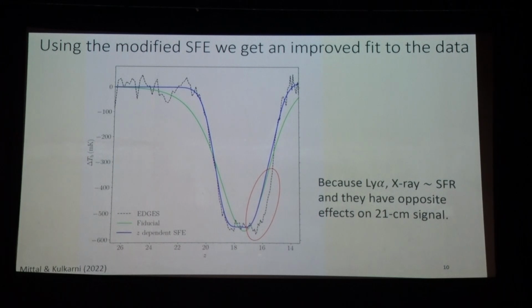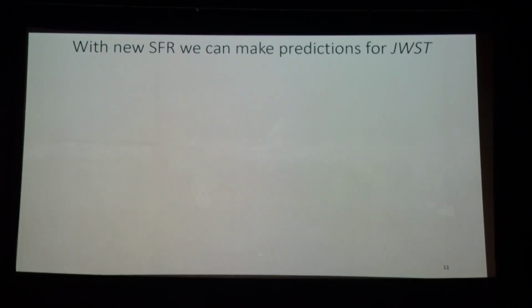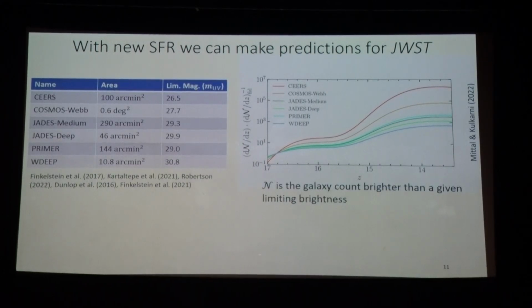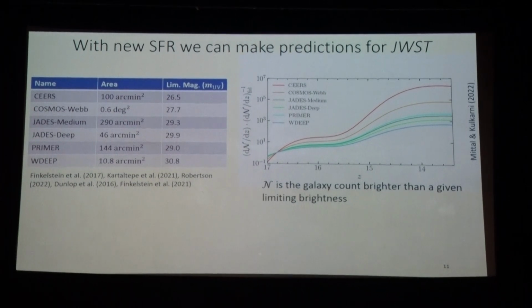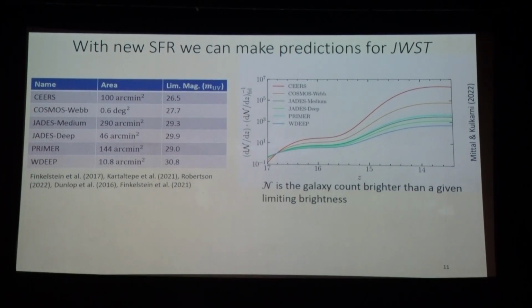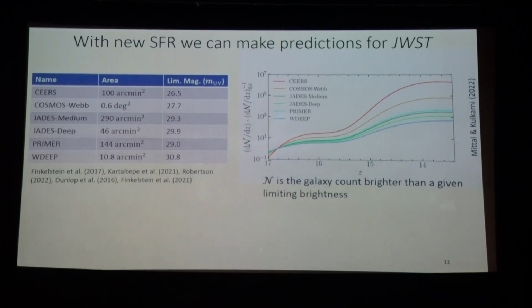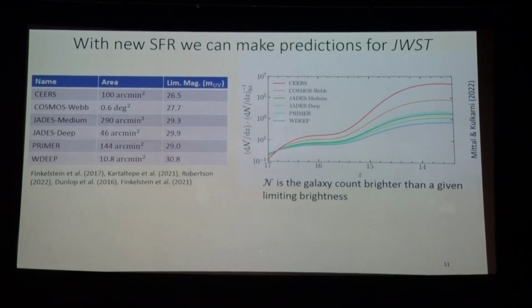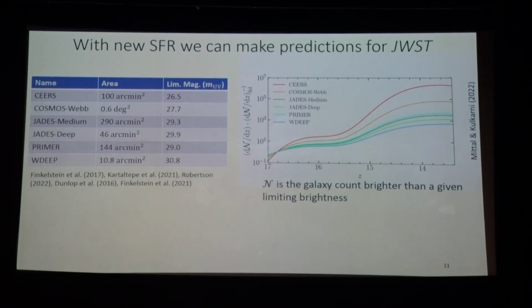Let us now also look at an interesting consequence of this star formation history. We see the predictions for the galaxy surveys, or the JWST program. For representation, I am showing a few of the JWST programs recently launched, and their names, survey area, and the limiting magnitude are given in the table on the left hand side. On the right hand side, I want to show the gradient of the number count of galaxies brighter than a certain limiting brightness relative to my fiducial model, and this is shown by the y-axis in this panel. On the x-axis, I have the redshift, which should be seen by the new JWST telescopes.